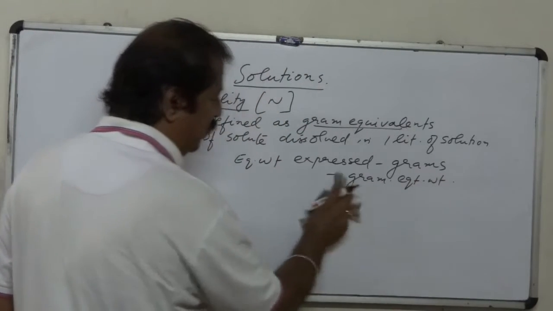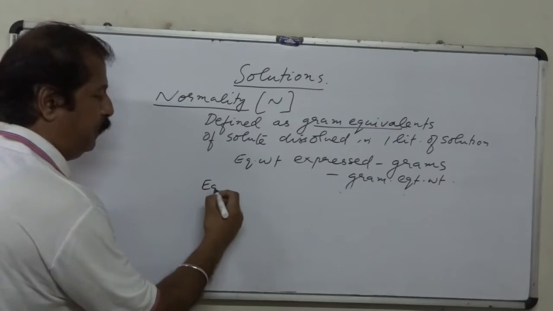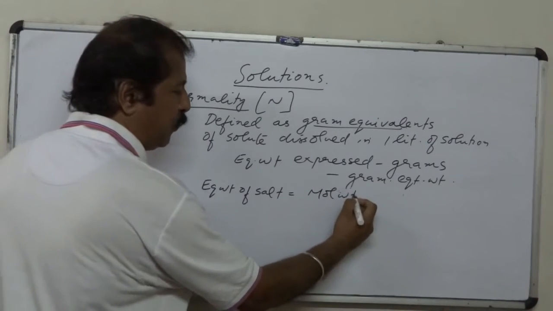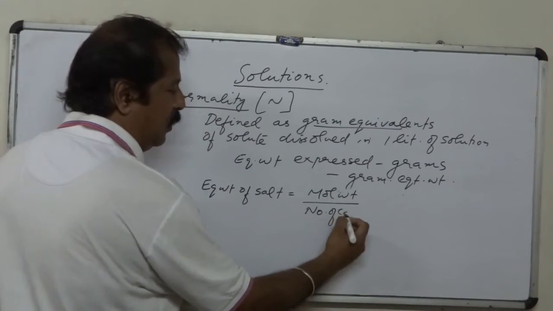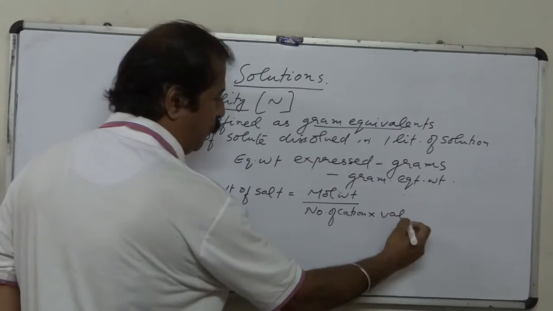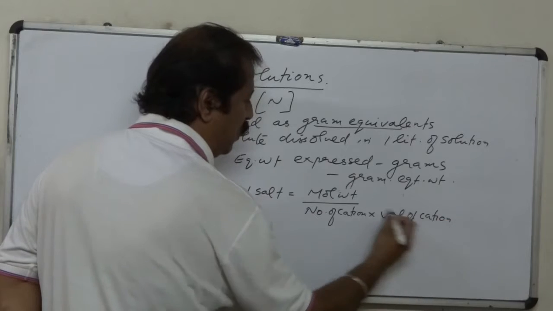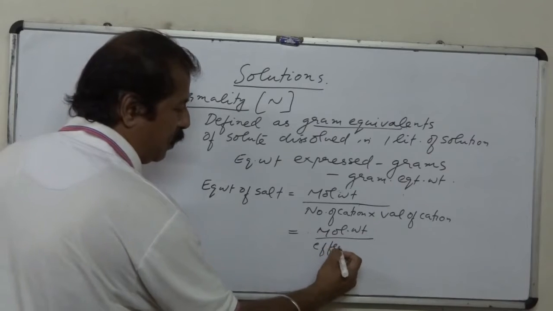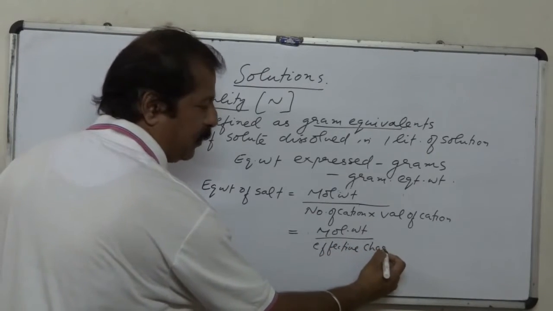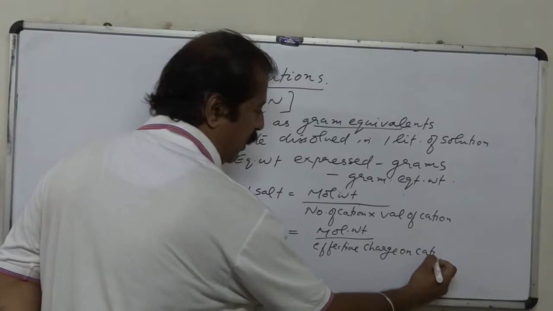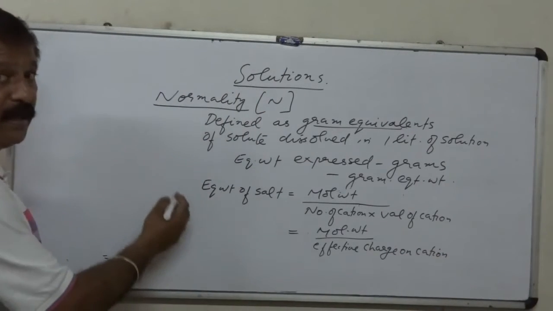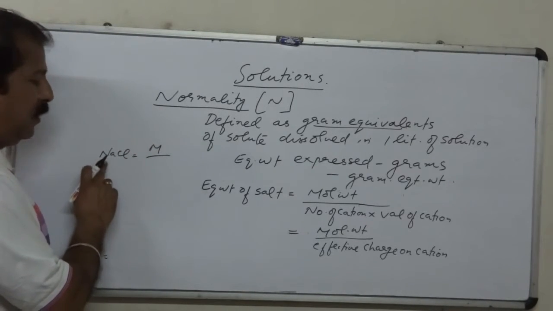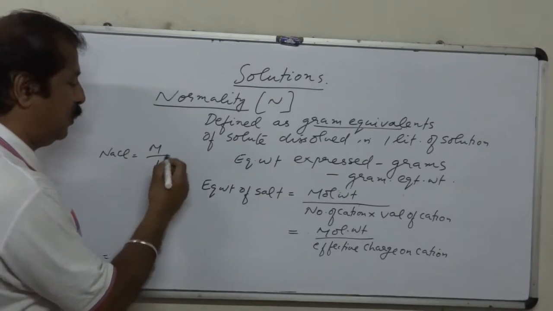Equivalent weight of a salt is molecular weight divided by number of cations into valency of cation. We can call it molecular weight divided by effective charge on cation. Example, NaCl: molecular weight M divided by number of cations 1 into 1, that is 1. So it is M by 1, M itself.